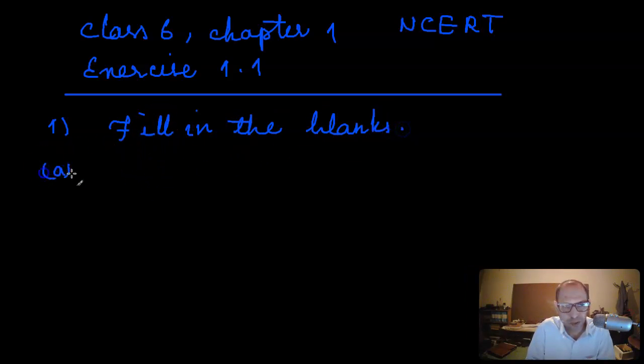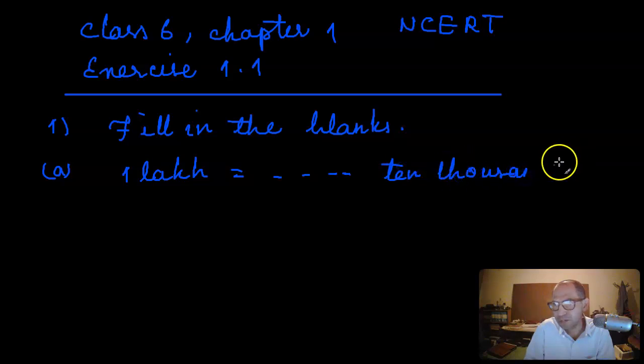Part A is: 1 lakh is blank 10,000. So you want to know one lakh is how many 10,000s, right? After this question come others, for example, 1 million is how many 100,000s, or 1 crore is how many 10 lakhs, or 1 crore is how many millions, and such questions.